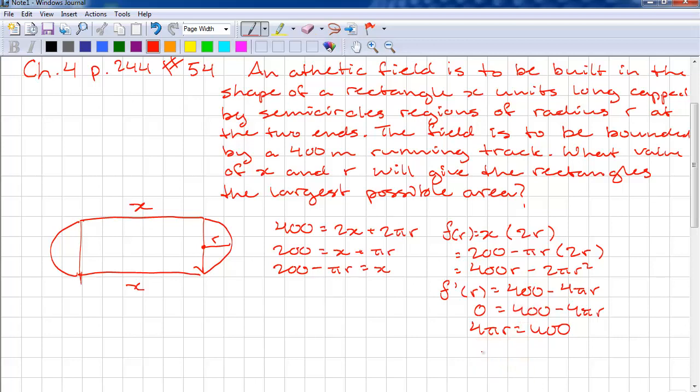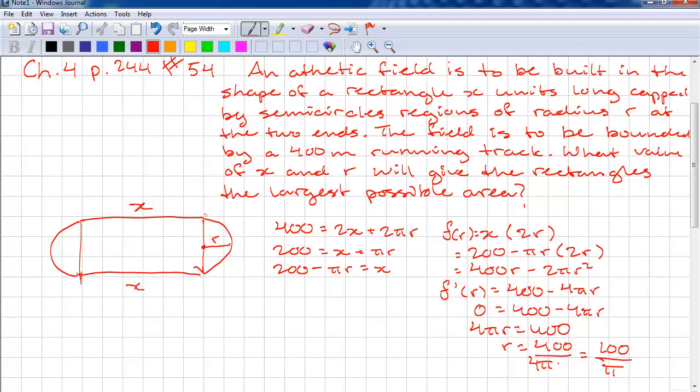So that would make 4 pi r equal 400. Let's just go right to r equals 400 over 4 pi, which equals 100 over pi. So that's the length of r, like half of the width.